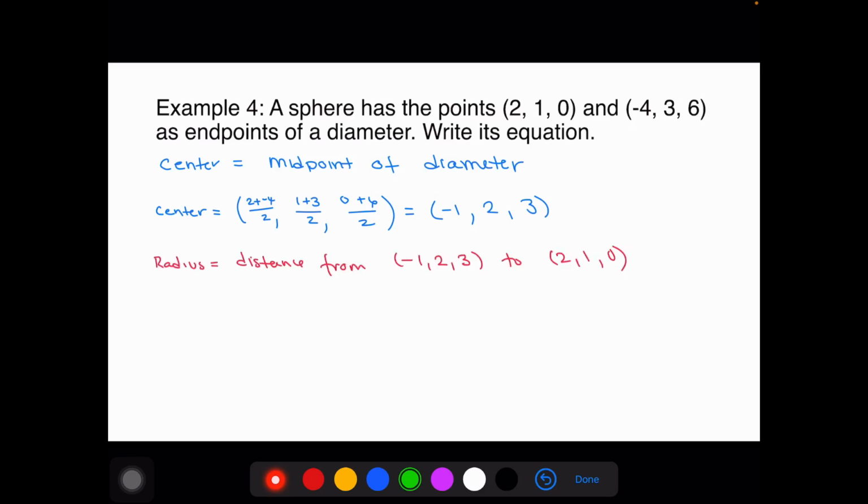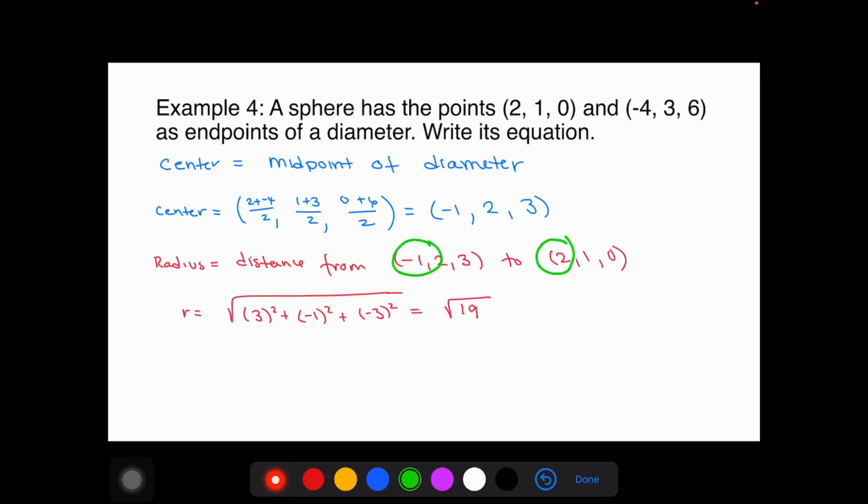And then I do need to know the radius. And so the radius of this sphere is going to be the distance from the center to either one of those endpoints. I just randomly am choosing to work with the first one, (2, 1, 0). But I should get the same distance from the center to the other endpoint as well. So I'm just going to pick one endpoint and then compare it to the center and find the distance using my 3-dimensional distance formula. So the radius is going to be the square root of my change in x squared.